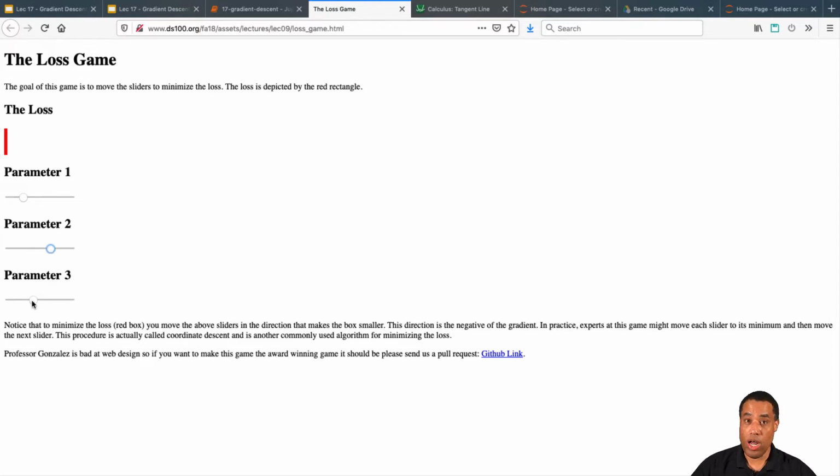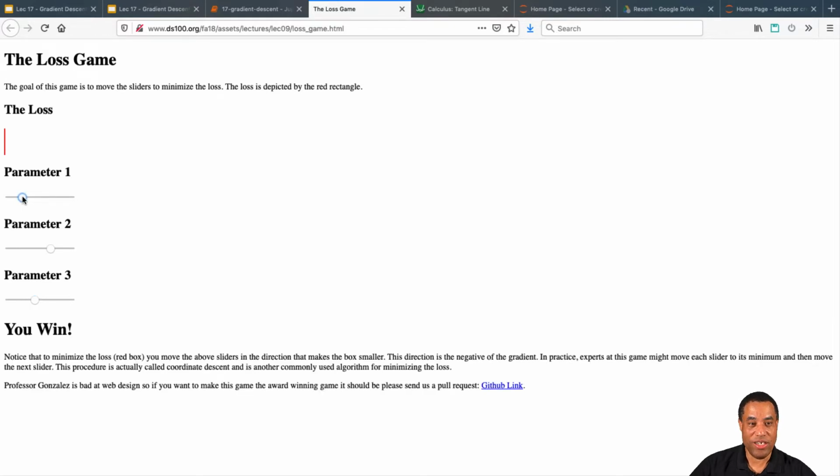Okay, now I'm going to try parameter 3. And let's see. Oh, that makes it much larger, and that makes it much larger. So it's somewhere around, oh, there, almost. Oh, so close. Let's try up just a little bit. So let me try adjusting parameter 1 again. Oh, and I got it. Okay. So I won. Hopefully you are able to win also.